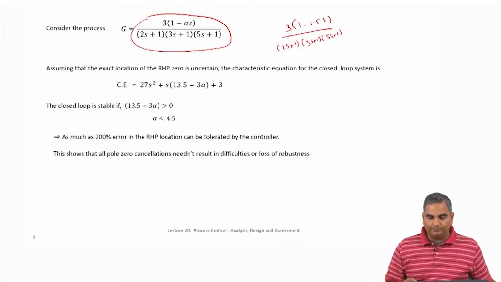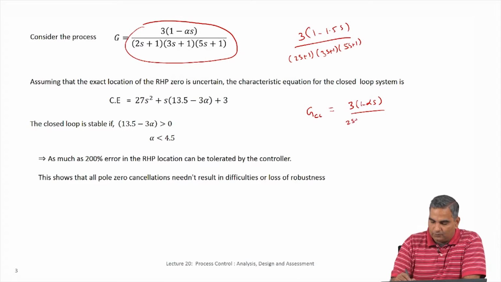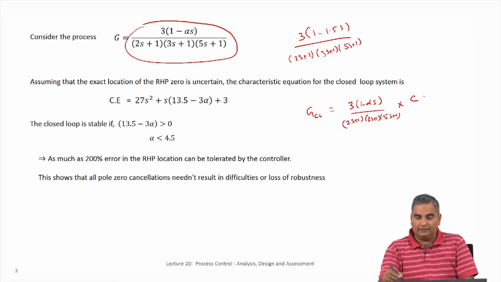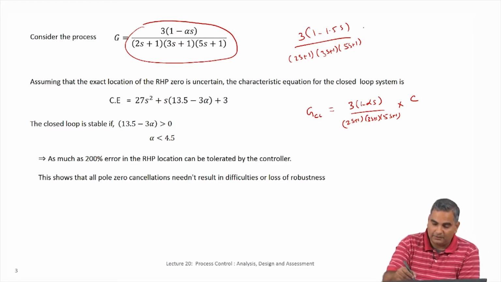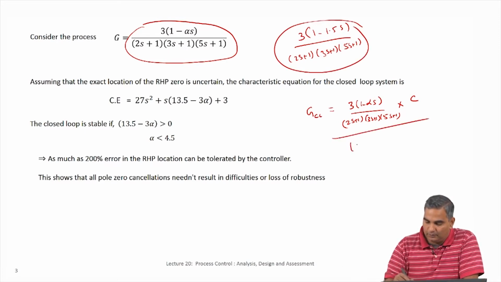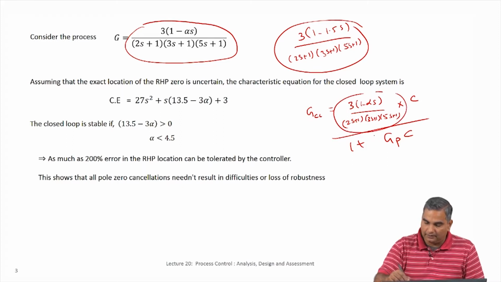Okay. So, now when you look at the closed loop system, what you will do is the G closed loop, okay, is going to be equal to GPC. Okay. So, GP has to be now 3 times 1 minus alpha s divided by 2s plus 1, 3s plus 1, 5s plus 1 GP times the same controller that we derived from the last time. Now, notice that this controller does not change because this is based on this model. Okay. So, I use the same controller here and then I do this 1 plus GPC. Now, and this GP is again this thing right here.